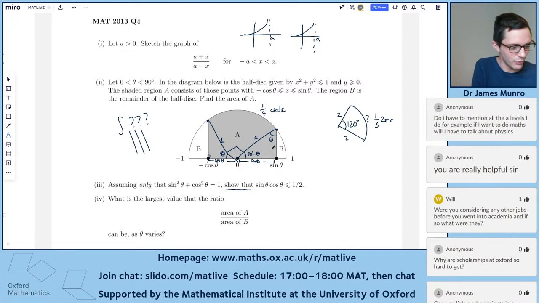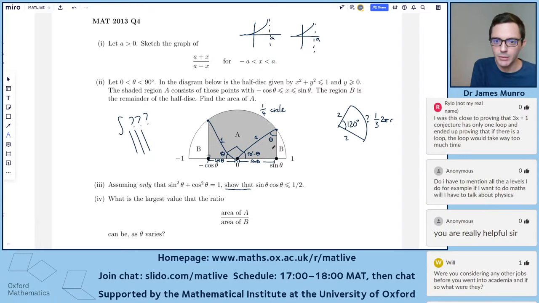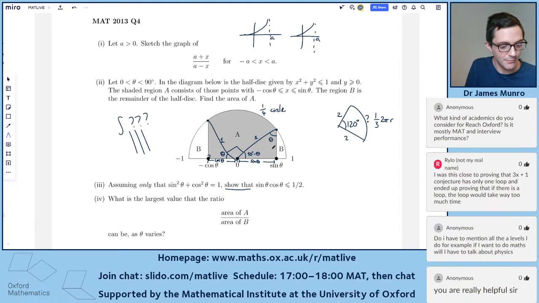What kind of academics? We look back at your application and your UCAS form. We do look at maths and interview performance when we're deciding scholarships. I'm not in charge of deciding who gets the scholarships, so I can't really say more than that. The team that's in charge of that ask me for maths scores and interview scores, so they're interested in that, I suppose.